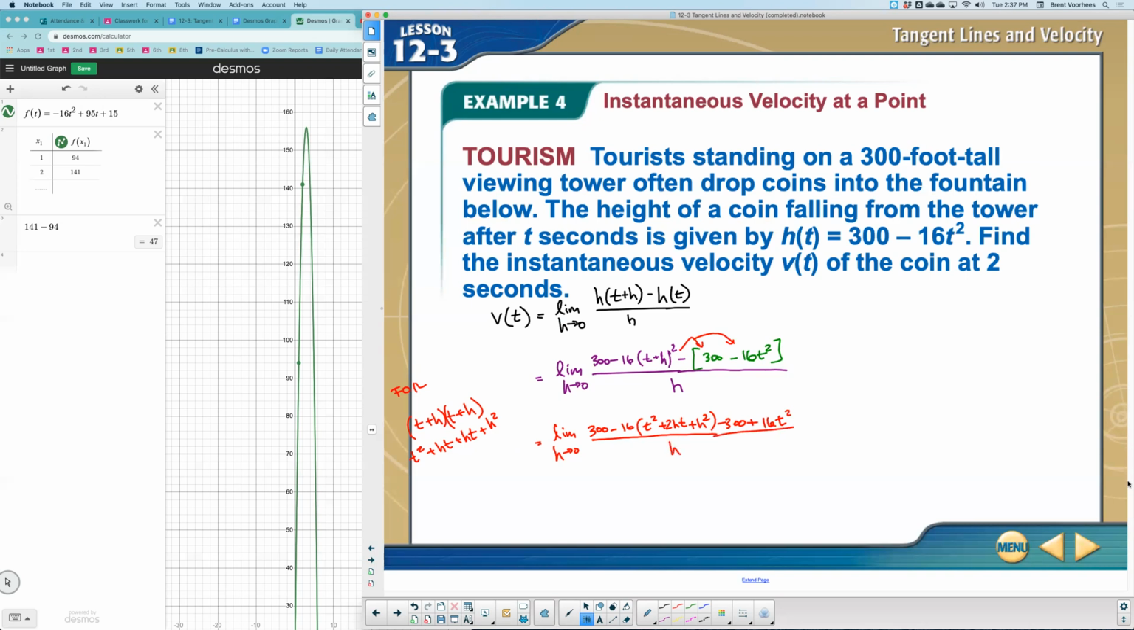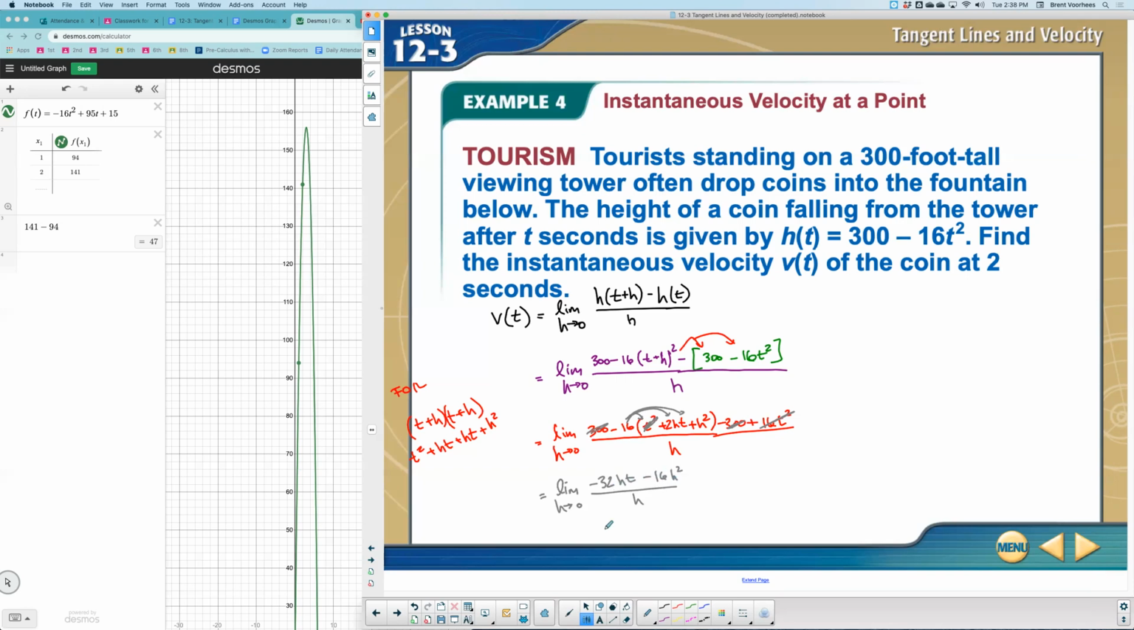And so right away, I can see that some values will simplify here. We have a 300 minus a 300. That'll go away. And when I distribute this through, I'll have a minus 16t squared, and I have a plus 16t squared there. So these two values will simplify. And that would leave us with the limit as h approaches 0. When I distribute here, I'll have a negative 32ht and a negative 16h squared, all over h.